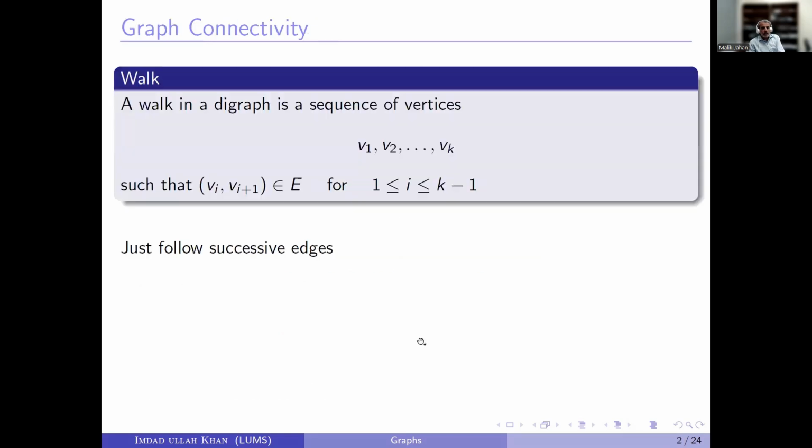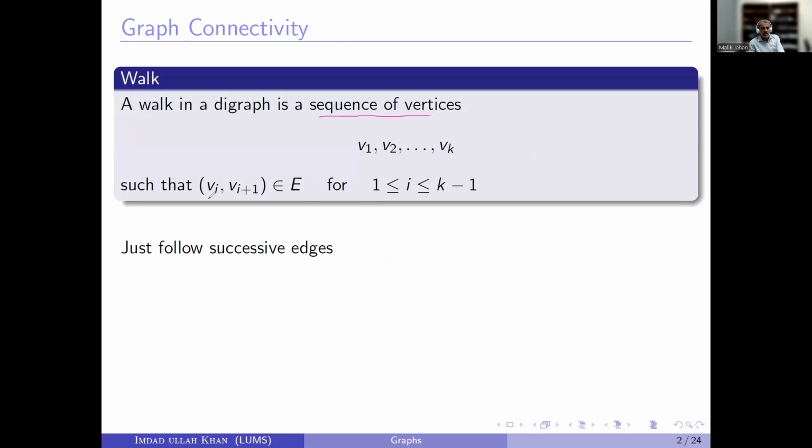So let's start with the first characteristic which can be there inside a graph, which is related to graph connectivity. And within connectivity, we are about to talk about a walk. So a walk in a directed graph is a sequence of vertices, V1, V2 up till some kth vertex. So when we focus on the definition, it's a sequence of vertices.